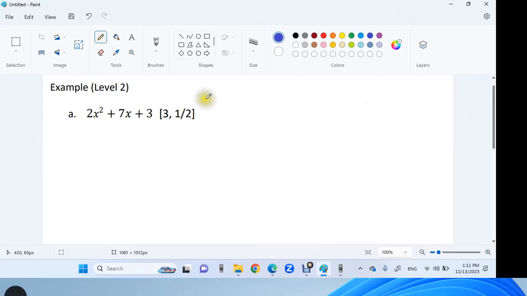Okay, now we look at the factorization. This one I call level 2. Compared to the level 1 question, in level 2 they have a coefficient at the x squared there. So we have more choice compared to level 1.